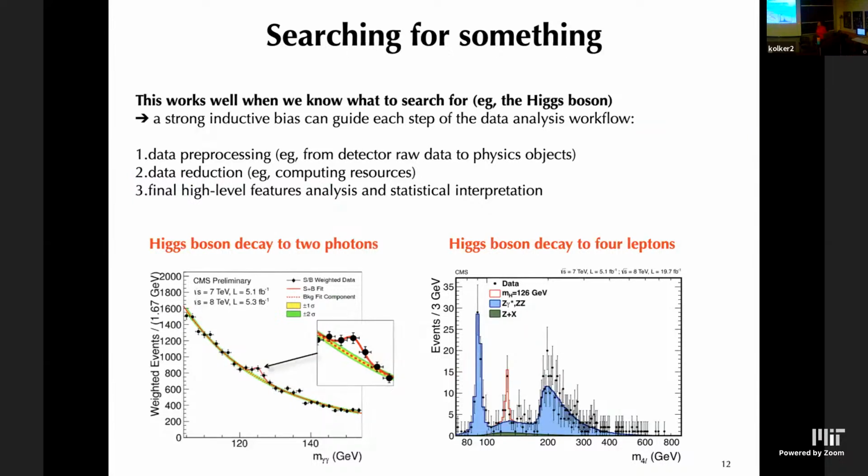This workflow works very well when we know what to search for, for example a Higgs boson. In this case, we put a strong inductive bias to guide each step of the data analysis workflow: from data processing, which is going from detector raw data to physics objects, to data reduction, which also guides the choice of computing resources, up to the final high-level feature analysis and statistical interpretation. Here are two distributions which show a Higgs boson decaying to 2 photons above a smoothly falling background, and here a Higgs boson decaying to 4 leptons. So it worked well.